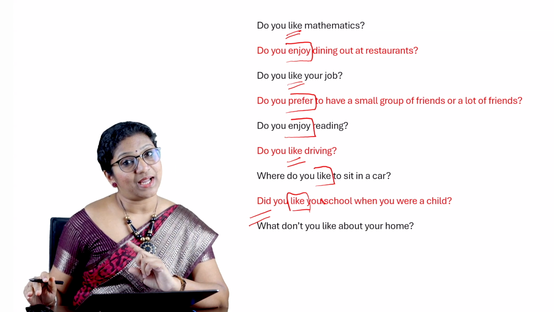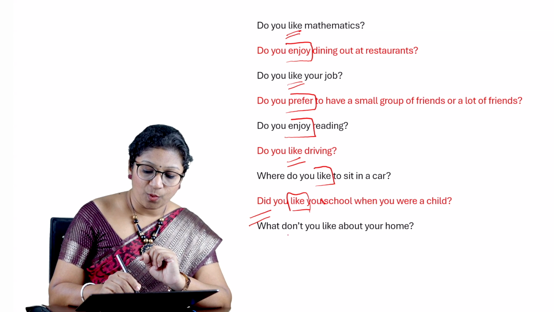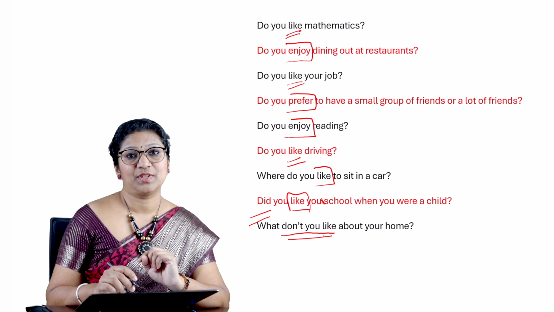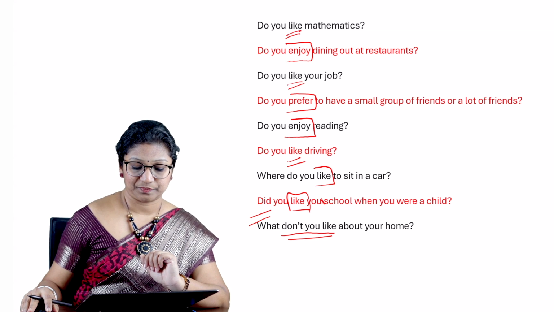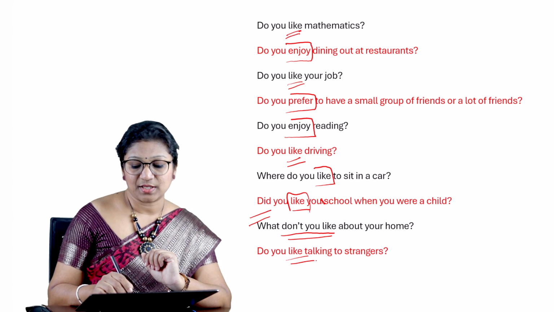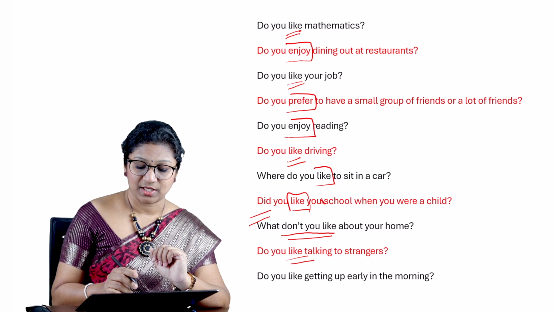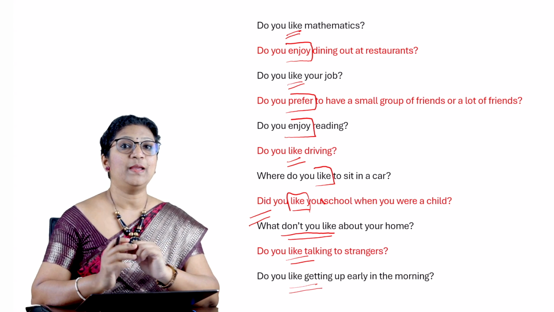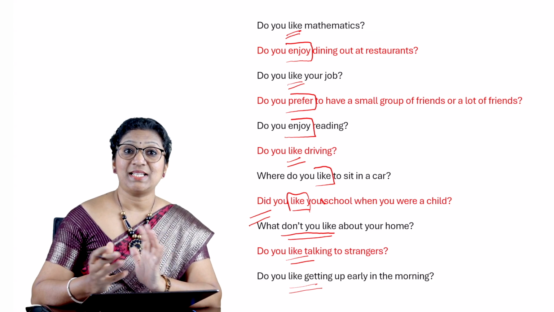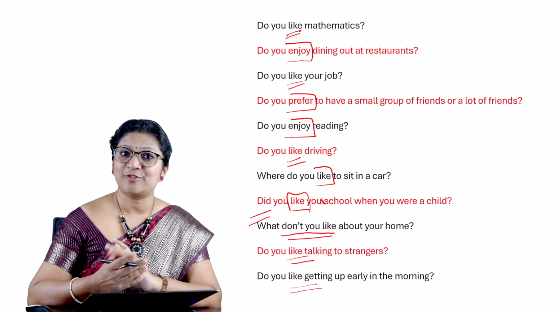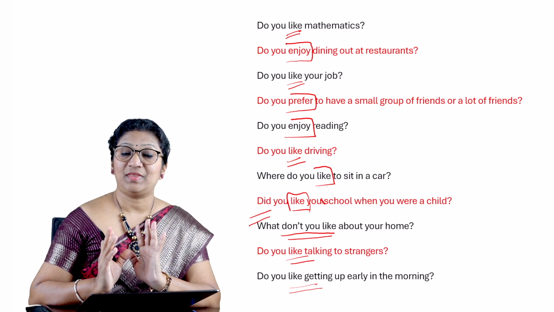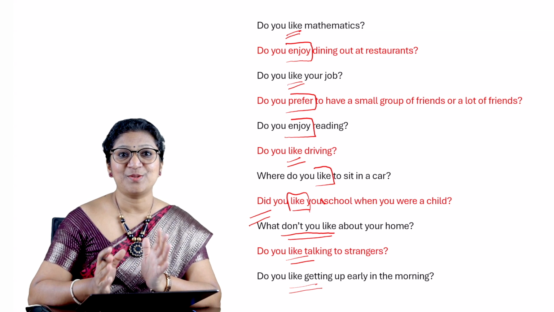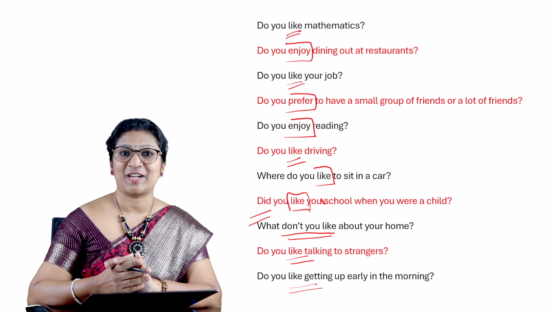What don't you like about your home? What you do not like about your home? Do you like talking to strangers? And do you like getting up early in the morning? So yes, it could be something about your past preferences, it could be about your current preferences. But these types of questions are hugely possible in your part 1 of IELTS speaking.